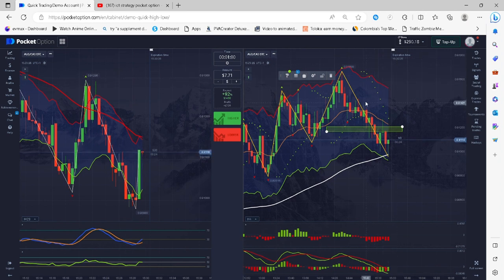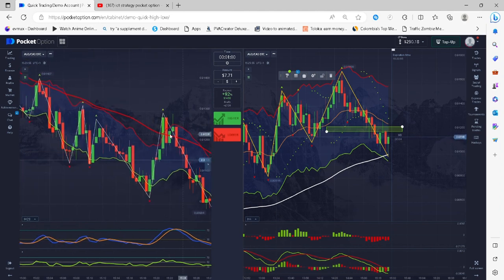So on my right, I have the 3 minutes chart, and on my left I have 30 seconds. The 3 minutes is to get the bias of the market, whether we are trading for buy or we are trading for sell, and the 30 seconds is where we carry out the actual trade.